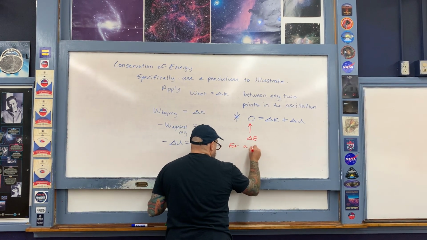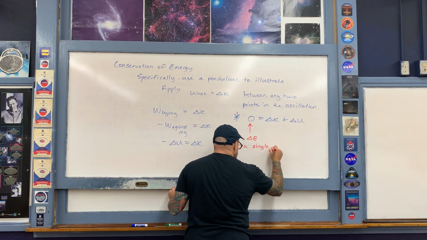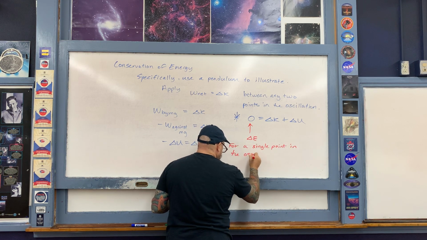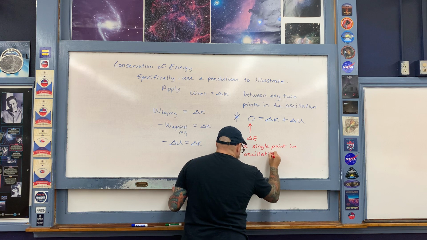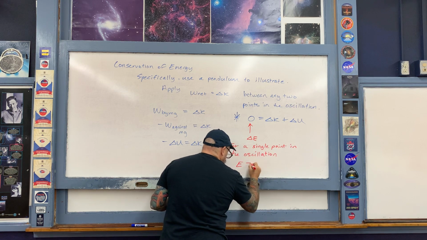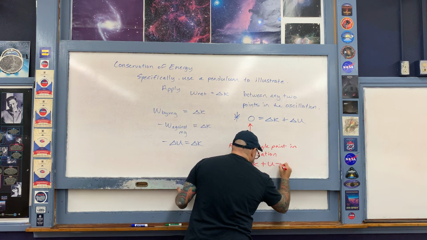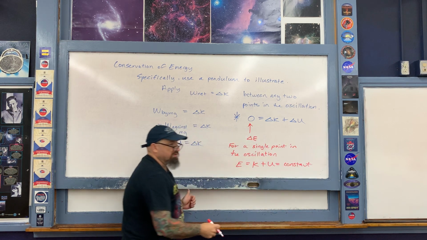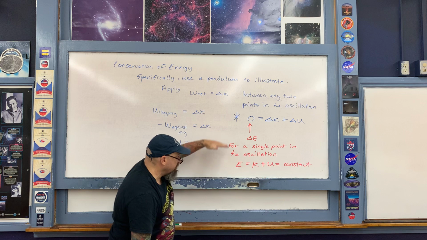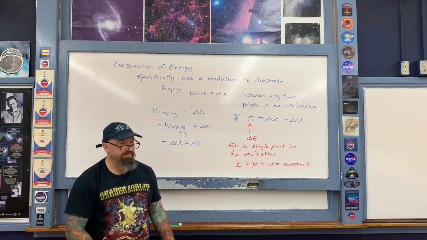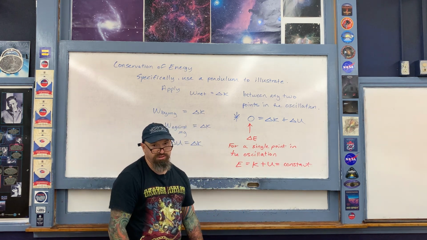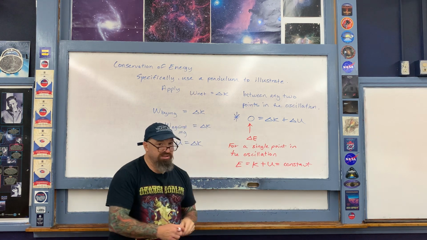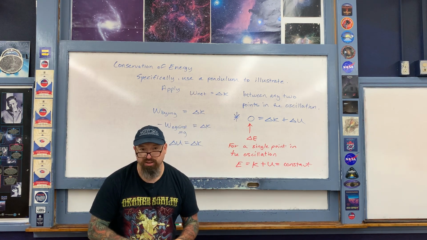For a single point in the oscillation, the energy E, which is a combination of kinetic and potential energy, is always equal to the same number. It's equal to a constant. Both of these expressions are mathematically saying the same thing. It's saying that the energy is conserved. This is between any 2 points in the swing. This is for a single point in the swing, a single point in the oscillation.